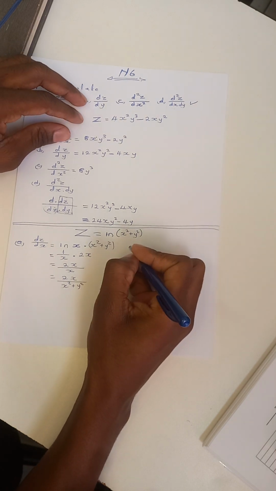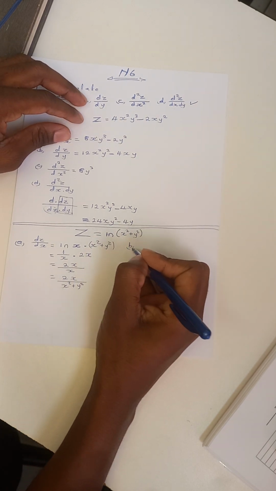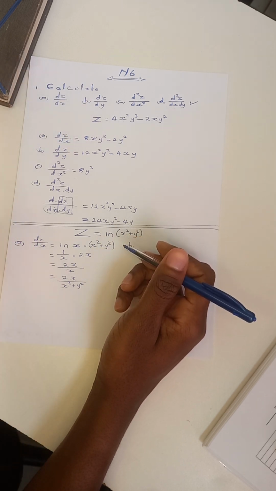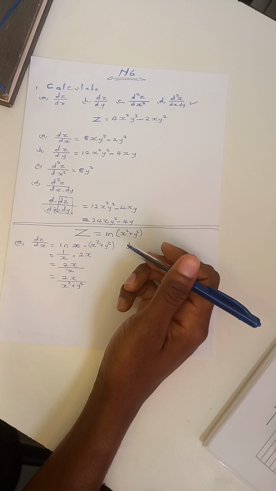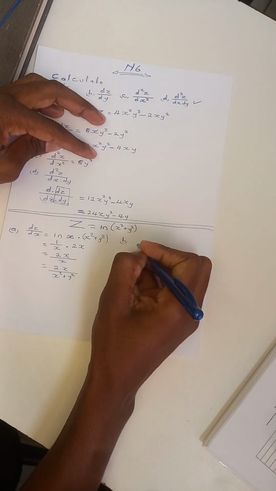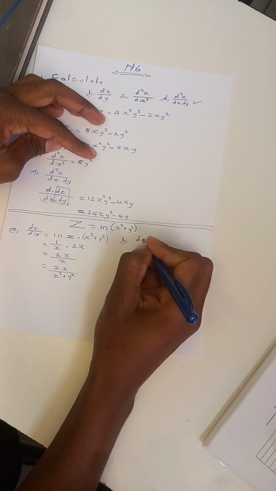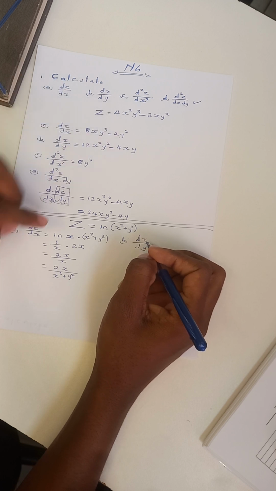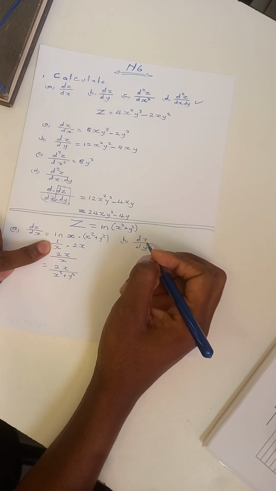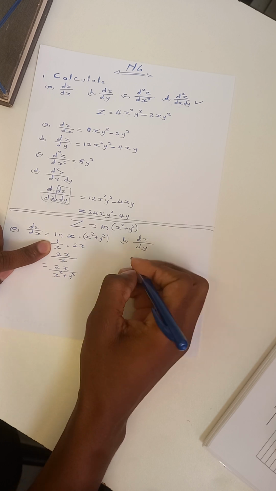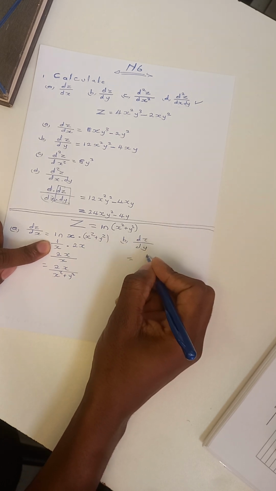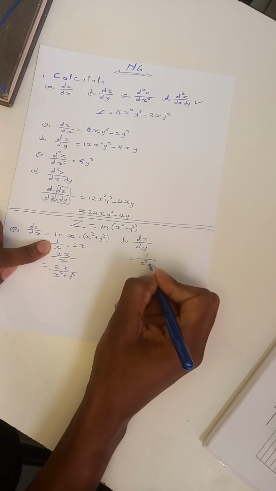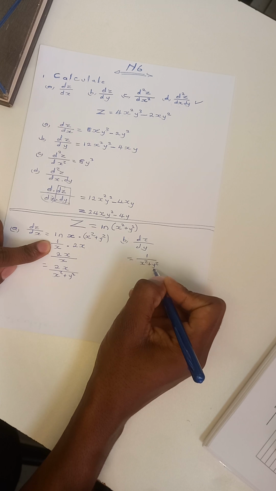Excuse me. And then number B, we're going to be doing it in terms of y. We're still going to follow the same procedure, but let me skip a few steps. So what we're looking for is dz over dy now. So dz over dy, obviously we're going to be differentiating it. If you differentiate it, it's going to be 1 divided by x squared plus y squared, right?